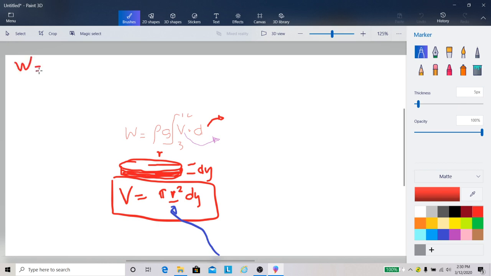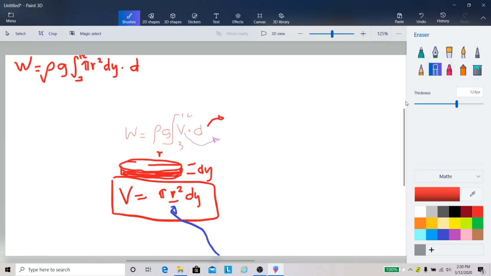W is equal to rho g, the integral of the volume, which is pi r squared dy multiplied by d, from 3 to 12. Okay.